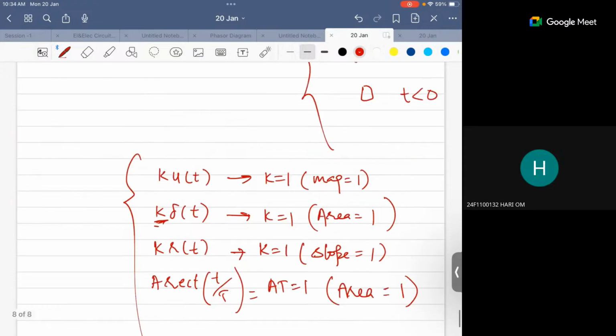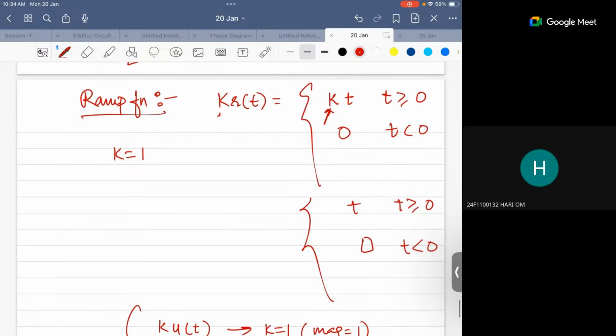Okay. So now for the ramp function, this is how you represent the ramp function or signal. This is pretty simple.